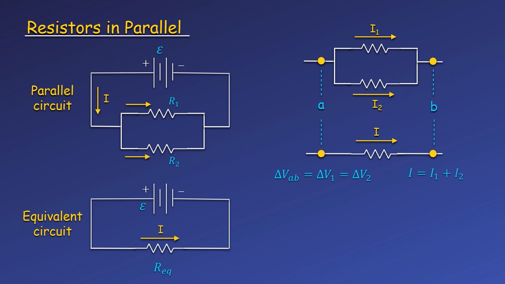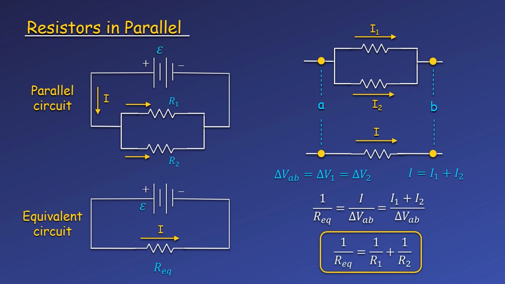Just as we did with capacitors, I'm going to write 1 over the equivalent resistance for this case. This is equal to the current through the equivalent resistor, which is the same current coming out of the battery, divided by the potential difference from A to B. Writing this current as the sum of currents I1 and I2 through each resistor, we can break this sum into parts. This gives us 1 over the equivalent resistance is equal to 1 over R1 plus 1 over R2. We wrote this in this way so that we could separate these terms like this, which we couldn't do if we just started with Req and had the sum of the currents in the denominator.